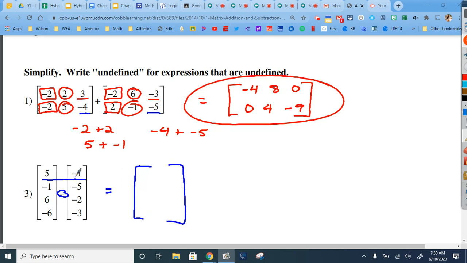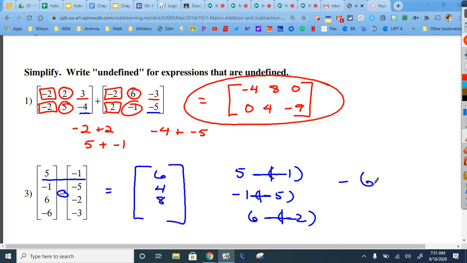5 minus -1. If you have to write that out, make sure you change your sign to make that addition. Make it 5 plus 1, which is 6. Please do so. -1 minus -5. Again, addition, so that actually becomes +4. Okay? 6 minus -2. We know again, we have addition here, becomes 8, and then -6 minus -3. So if you see here with subtraction, a lot of times you're going to be thinking about, do I have to change these into addition? Okay? Ends up being -3, and you are finished.